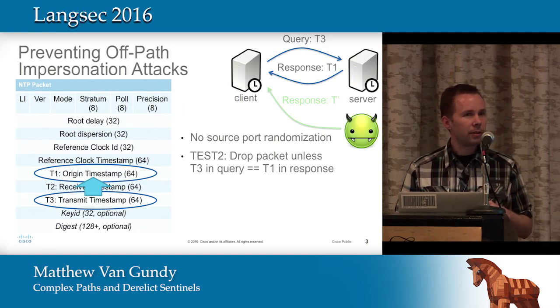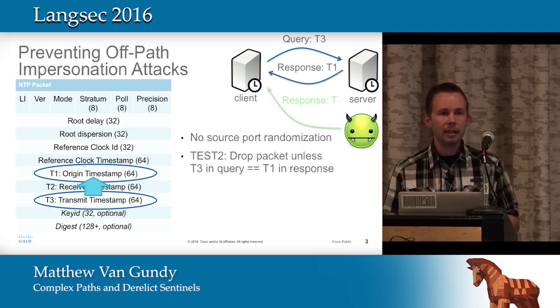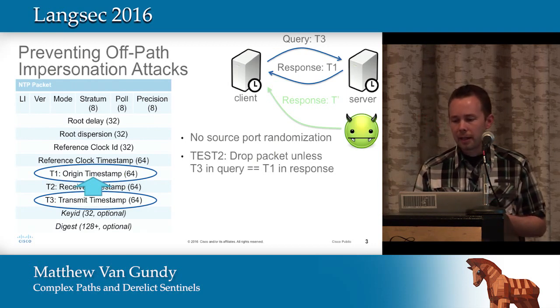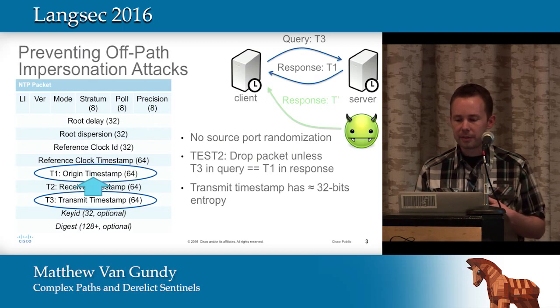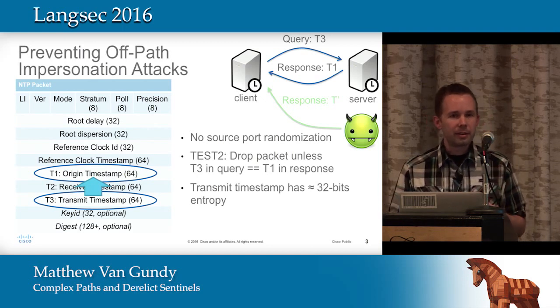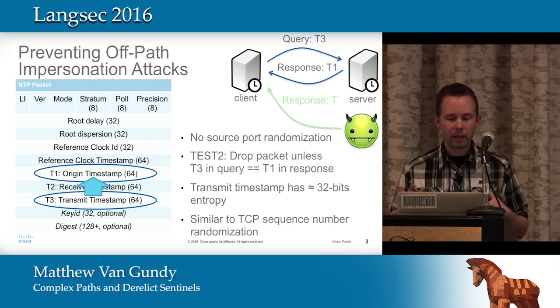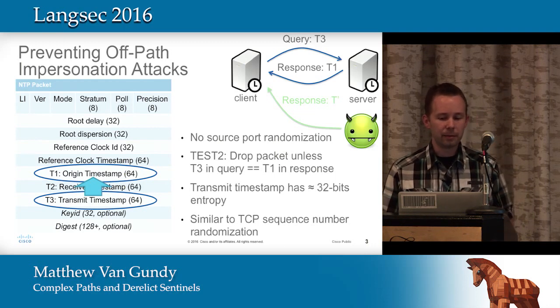These timestamps include fractional seconds, and NTP also randomly permutes some of the low-order bits of the timestamp. So in practice, it's about 32 bits of entropy. In the end, it ends up being relatively equivalent to TCP sequence number randomization.